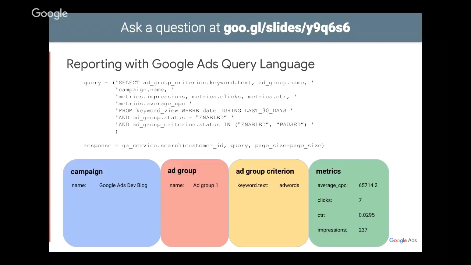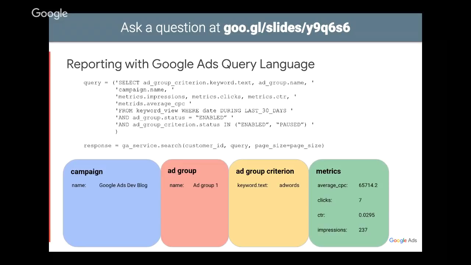You select keyword text, ad group name, campaign name, and it's the metrics that you're interested in here: impressions, clicks, CTR, average CPC, and you get back the metrics that you're interested in for the keywords that you want, but you also get back the ad group and campaign that correspond to those keywords. And all you had to do was just list them in the select statement.